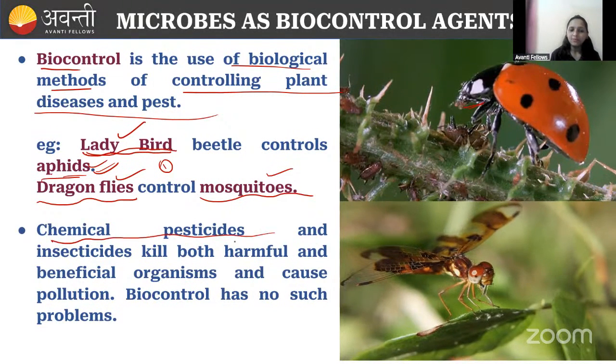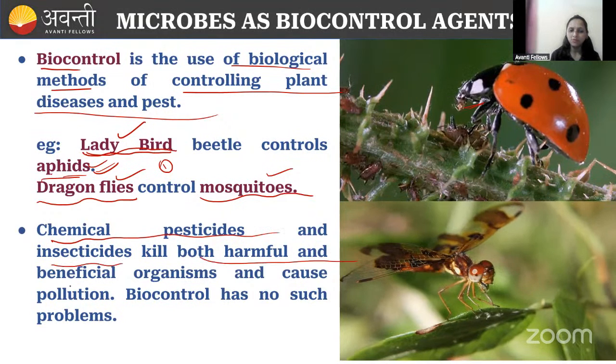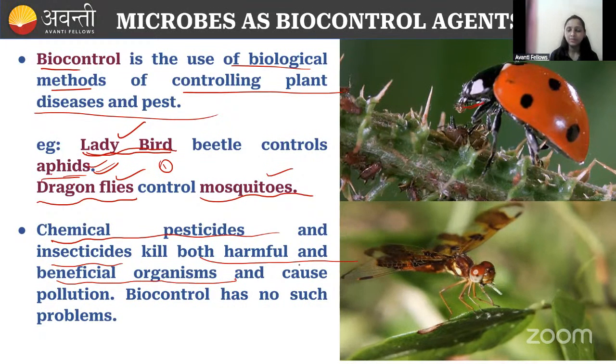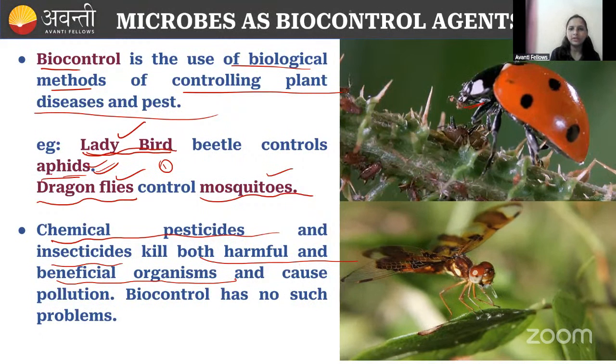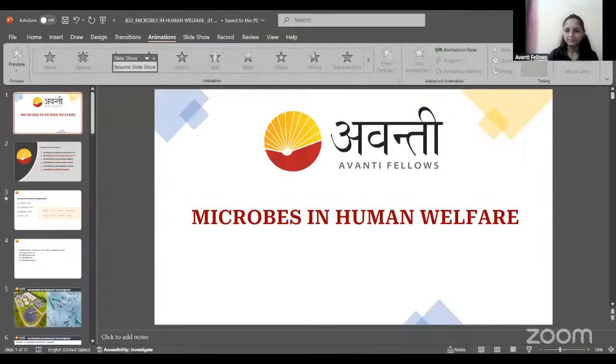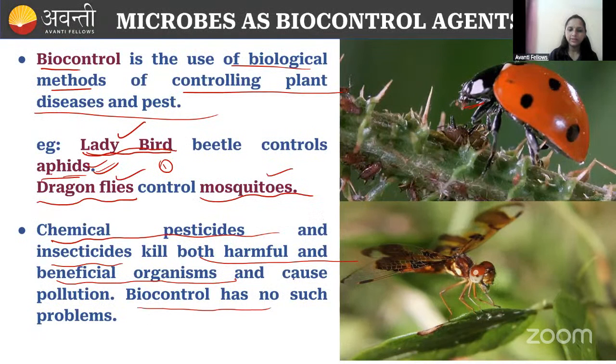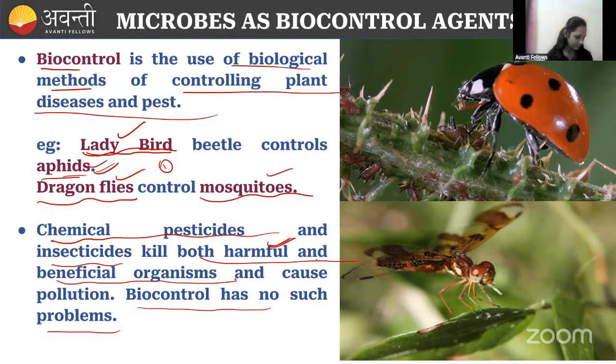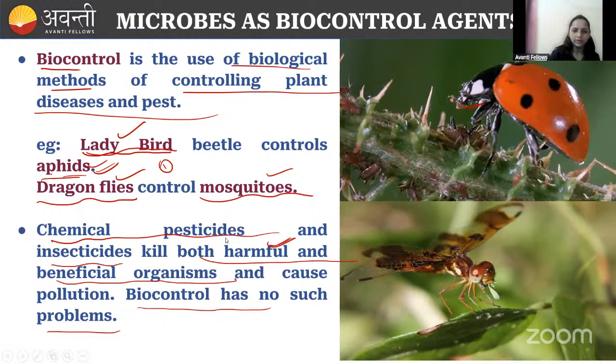Here you can see that chemical pesticides and insecticides kill both harmful and beneficial organisms. But our thought is only killing the harmful organism, right? So that's why we are using biocontrol agents. Biocontrol agents will kill only the harmful organisms. Do you understand this? Okay, so now let us go to the next thing.